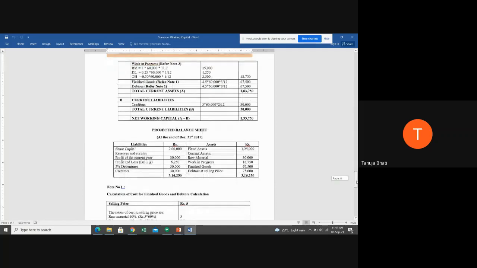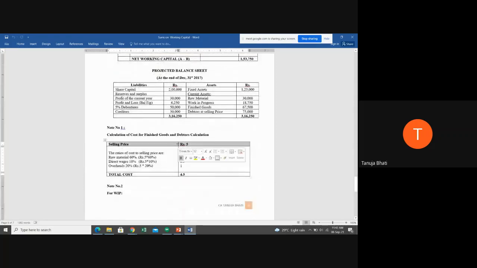Now, can anyone tell me, the selling price is 5 and the cost is 4.5. So what is the profit made by the company? Yes, students, what is the profit made by the company? Yes?